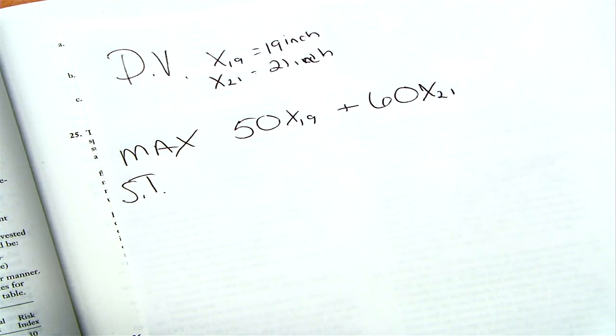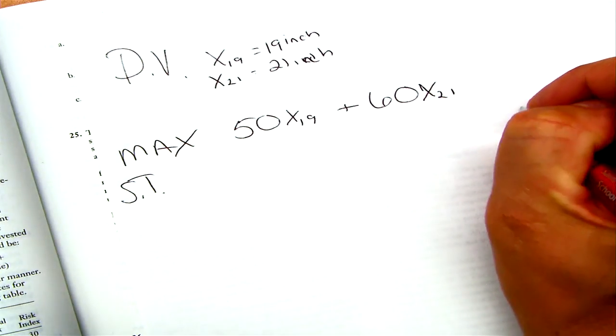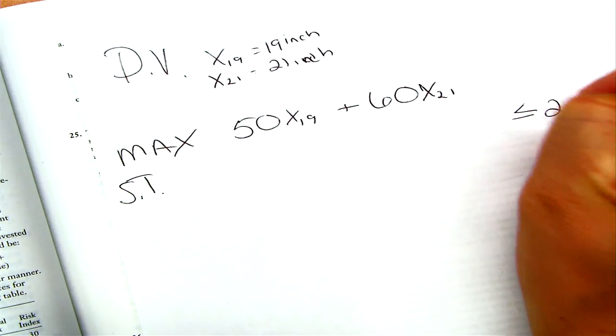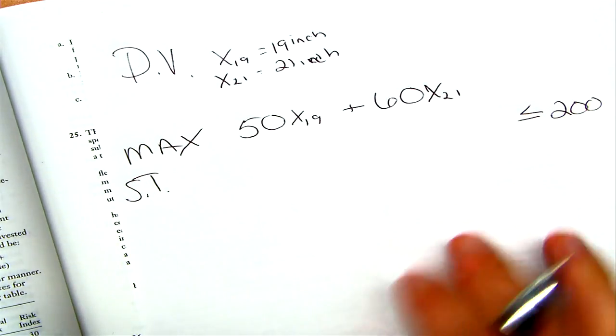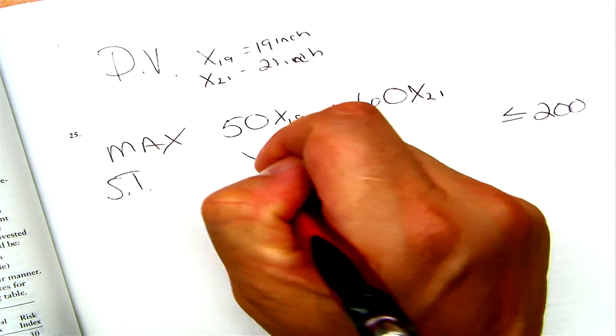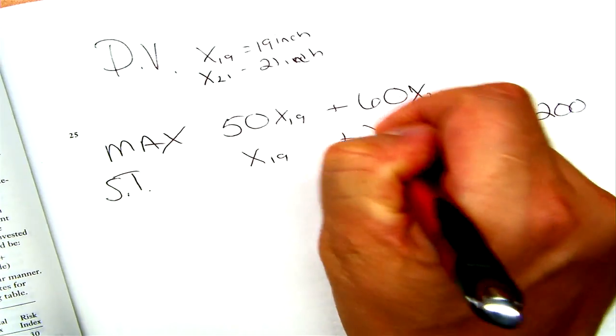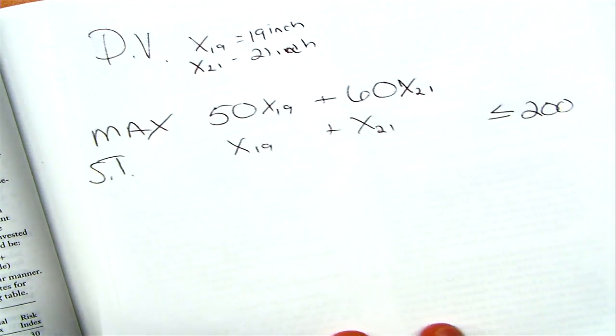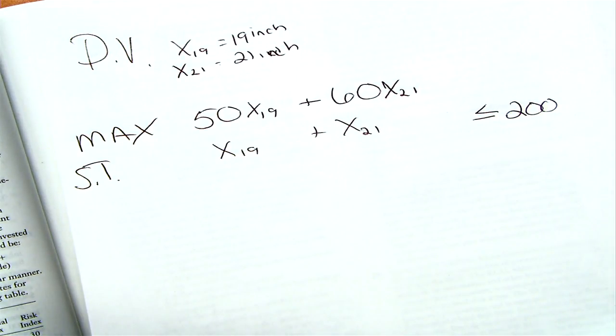Okay, so we can receive up to 200 Briggs & Stratton engines. So that sounds like an upper bound constraint, so less than or equal to 200. And do they each take, I'm not sure, do they each take one? They each take one. Okay, so then that would be X19 plus X21 is less than or equal to 200, yes? Yes, okay.